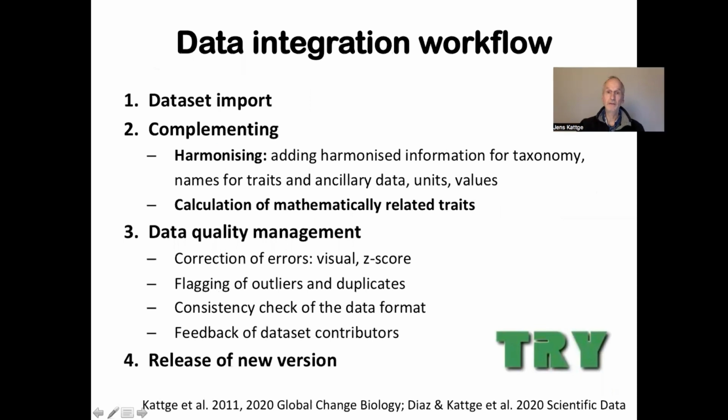For this, we have developed a pretty sophisticated integration workflow, which obviously starts with the dataset import. Then we do some complementing of the data. First, adding harmonized information for taxonomy, names of traits and ancillary data, units and values. Then we also calculate mathematically related traits. Then there is a large block of data quality management, which ends finally with us asking for feedback from dataset contributors. Only if this feedback is positive, we release the new version of the TRY database.